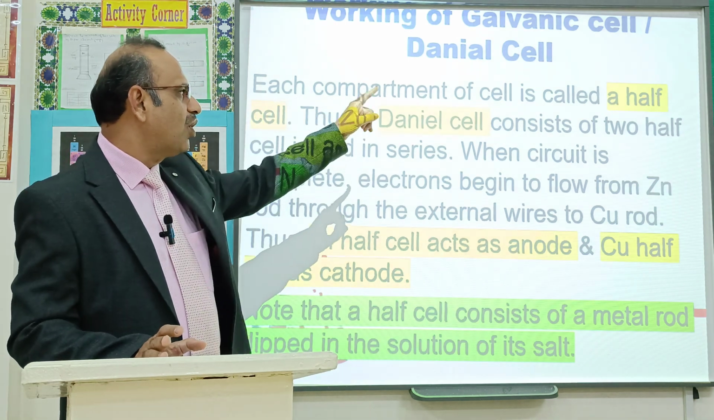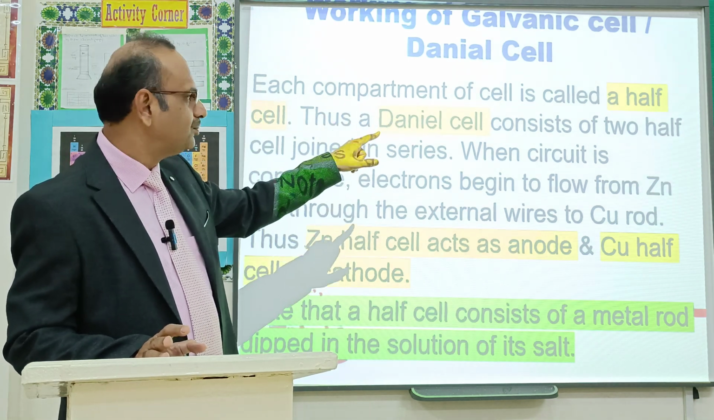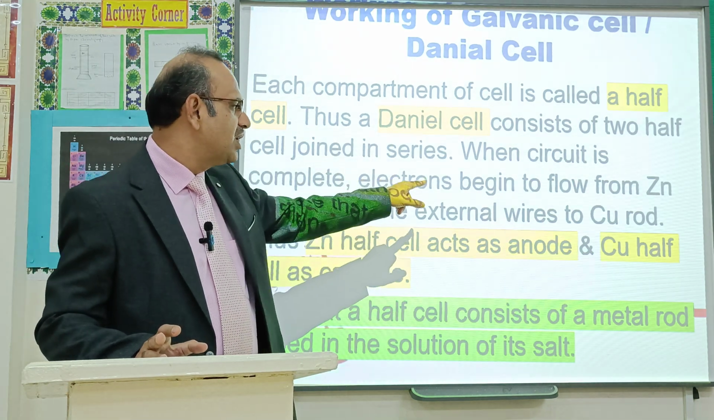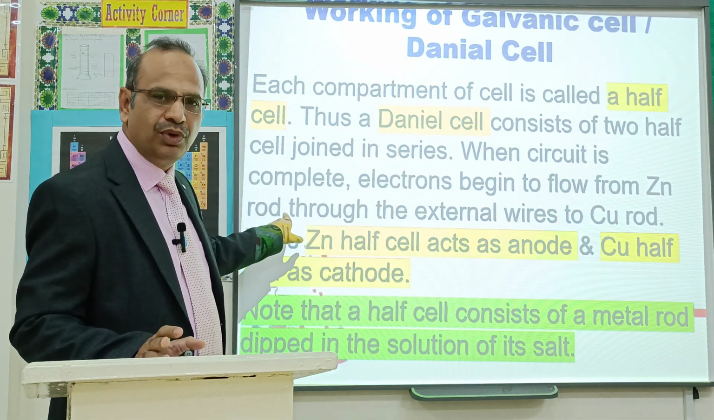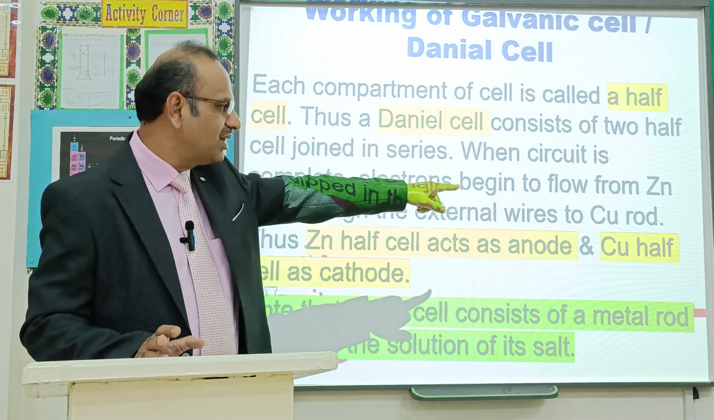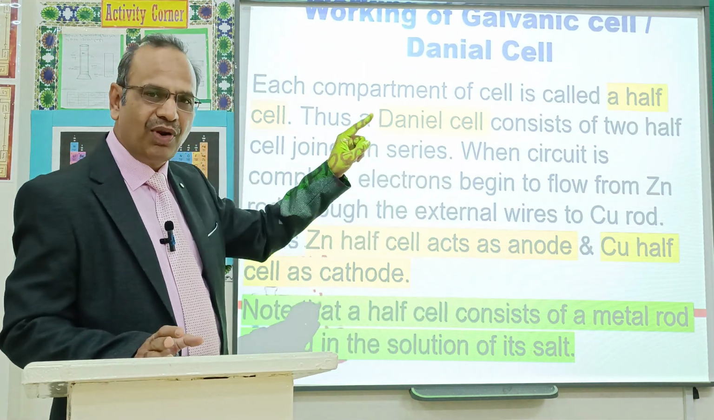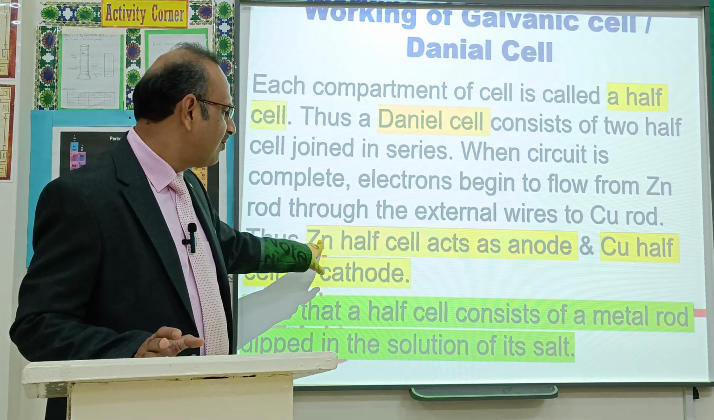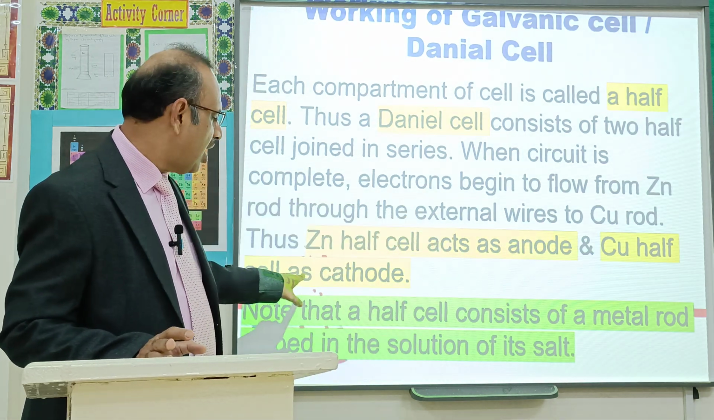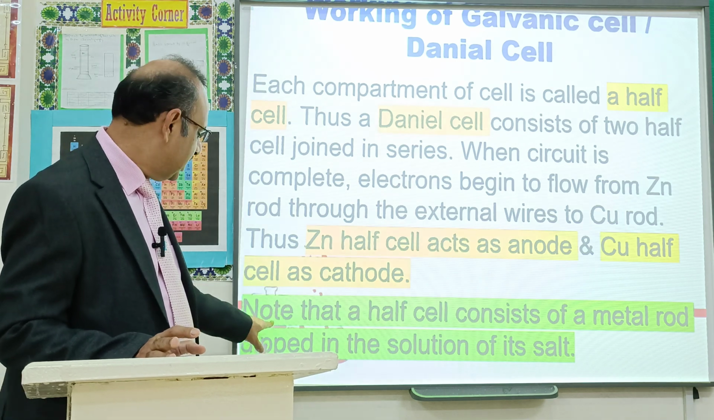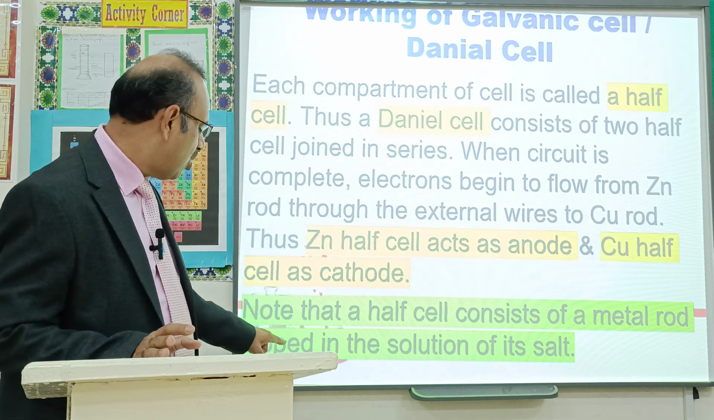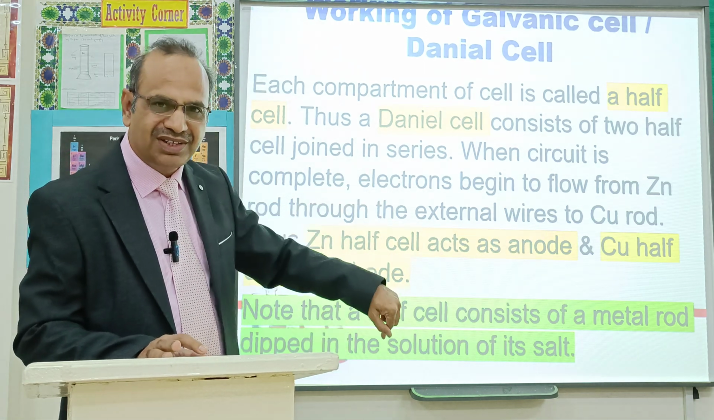Working of the Daniel cell, how it works. Each compartment of the cell is called a half cell. When the circuit is complete, the electrons begin to flow from zinc through the external wire and then to the copper electrode, and from the copper electrode into the solution. So the zinc half acts as anode, and the copper half acts as cathode. Note that a half cell consists of a metal rod dipped in a solution of its salt.